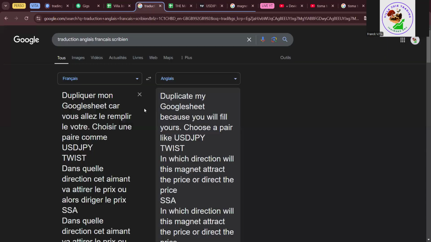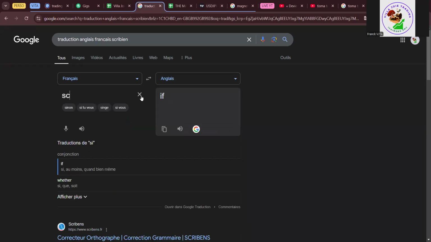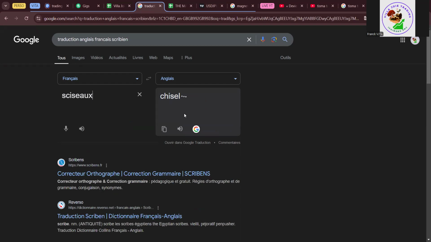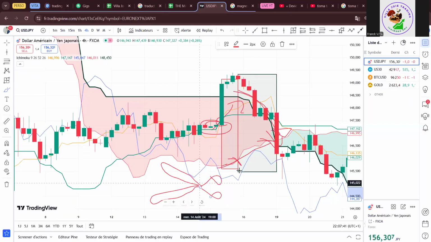I don't know if it's seesaw or scissors. Can I use Google Translate? Scissors. Is it scissor? Scissors. What does it say? No, scissors. Okay, the scissors.